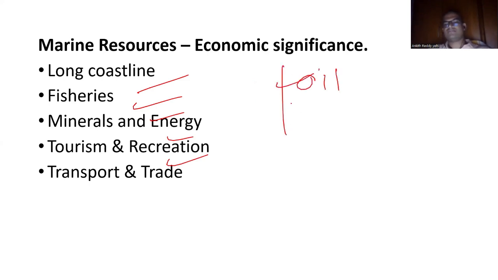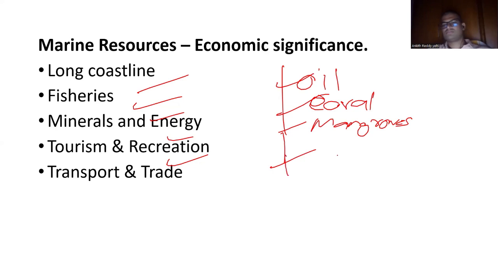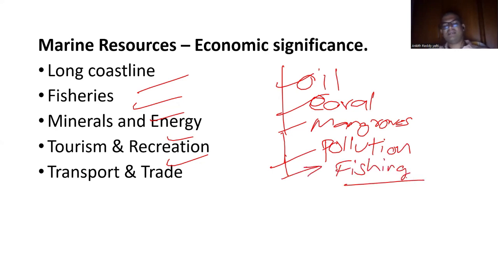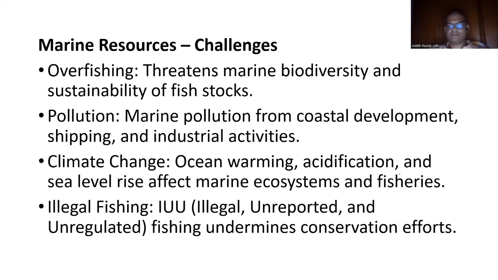Oil spillage, loss of coral reefs and mangroves, marine pollution which is affecting fishing, overexploitation, illegal or unnoticed exploitation. All these are the problems we are facing. Overfishing, pollution, climate change, ocean acidification, illegal, unreported, unregulated fishing. All these are the challenges we are facing.